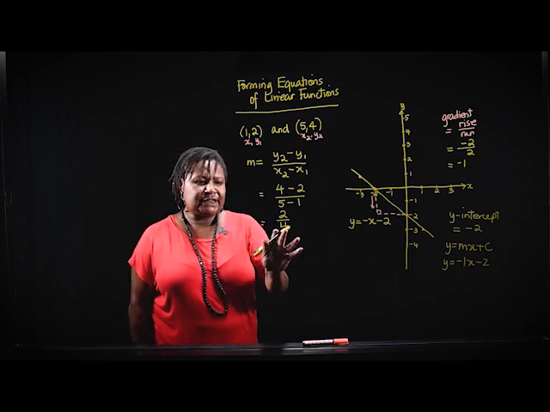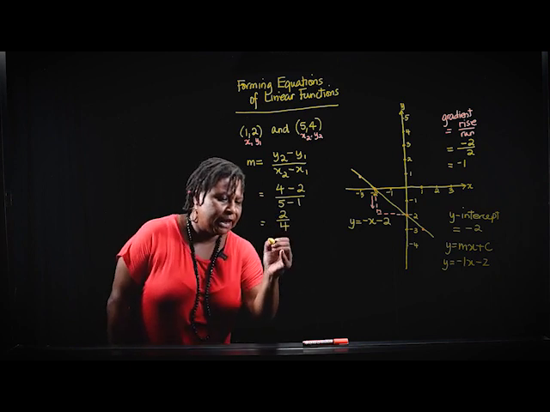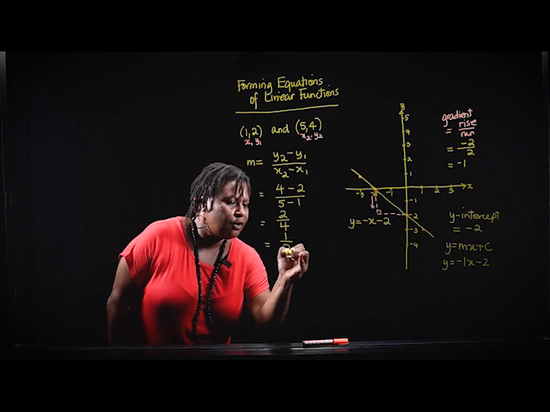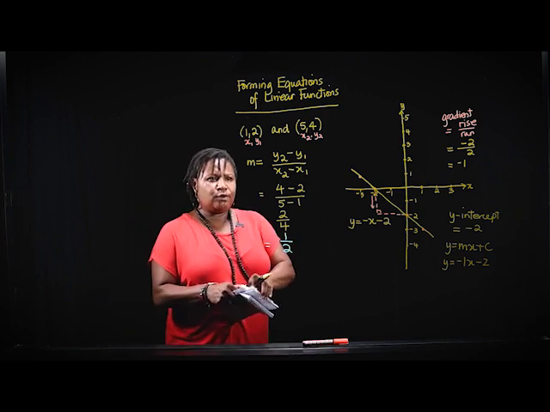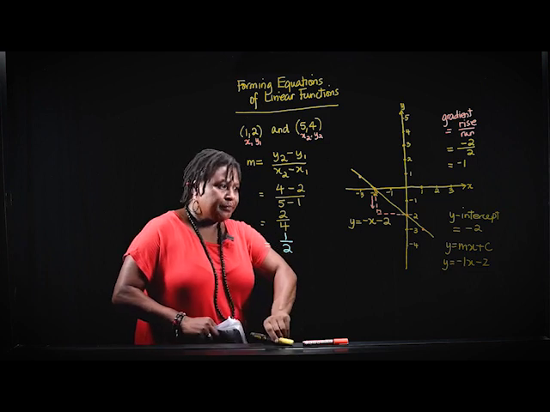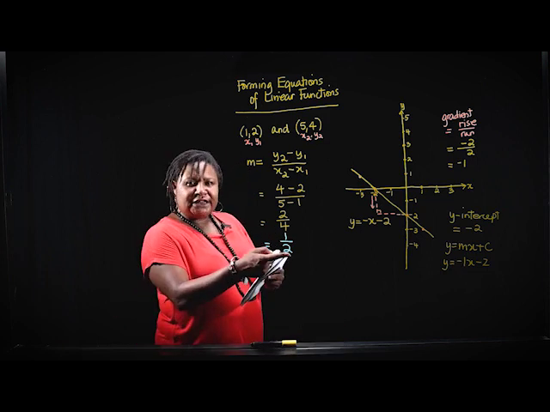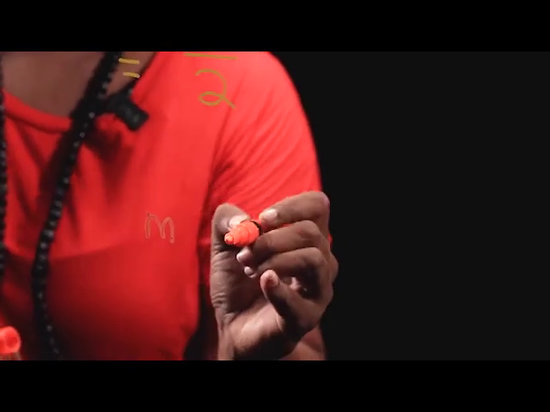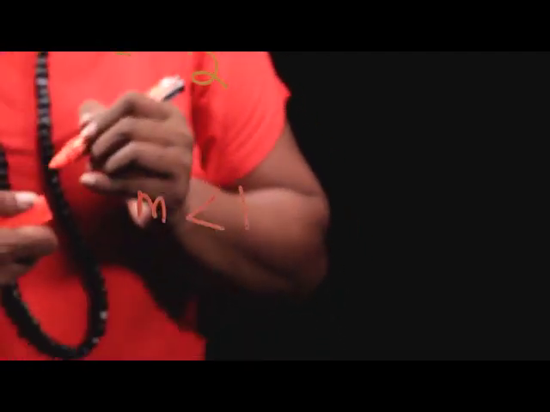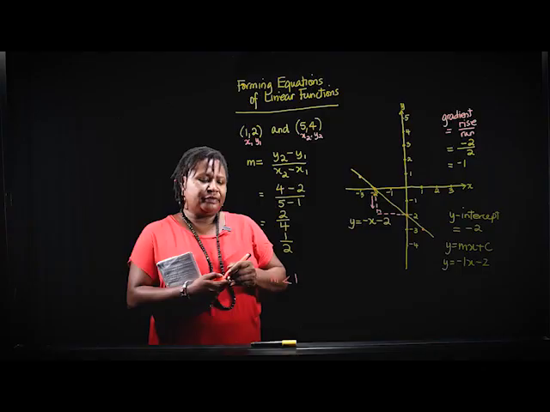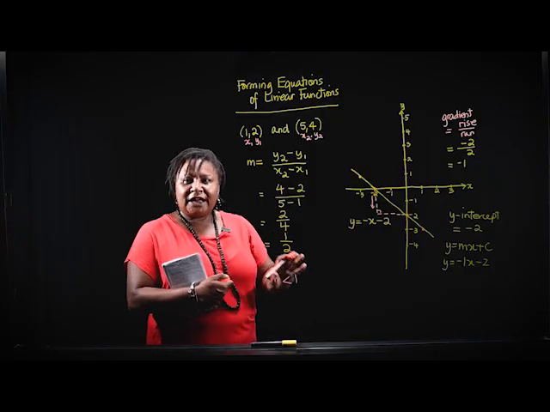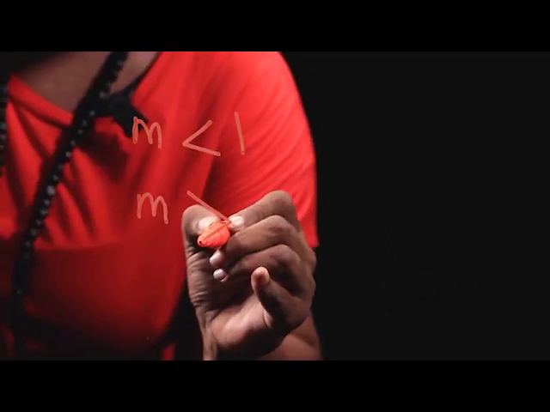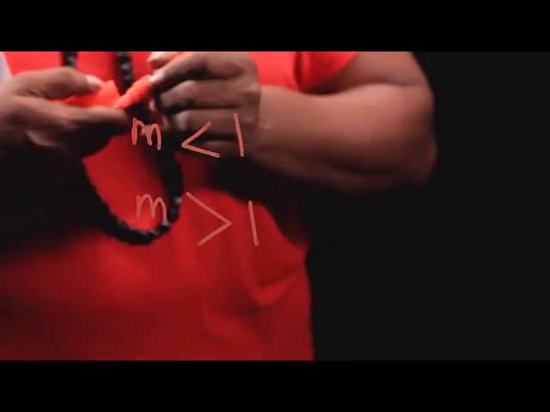Okay? Now, we can't leave our answer as this. It's a fraction that needs to be simplified. So our gradient is not 2 over 4, but 1 over 2. Okay? 1 over 2. Now, I must mention here that when a gradient is less than 1, okay, m is less than 1, the line will be less steep, okay? Less steep meaning the slope is not as steep. If you have a gradient which is greater than 1, then the line will be steeper.